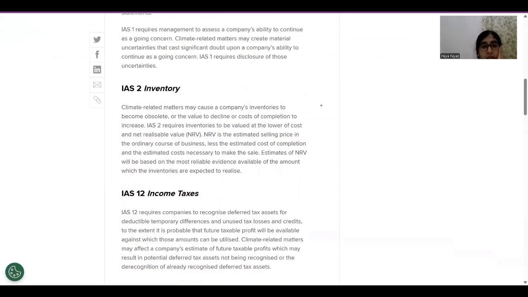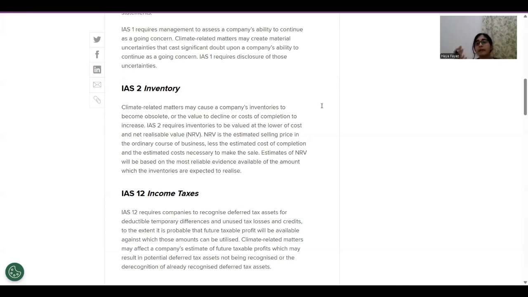So, climate related matters may cause a company's inventories to become obsolete, to be valued at lower of cost and NRV. Yes, so basically your NRV may change. Selling price may change. You would have to discount and sell. And when it is discounted, you have to check whether NRV has become lower than the cost. If that is so, you will have to value the inventory accordingly. That means you will have to write down the value of inventory to the NRV, right? If NRV has gone below the cost. Net realizable value is what NRV is, by the way.